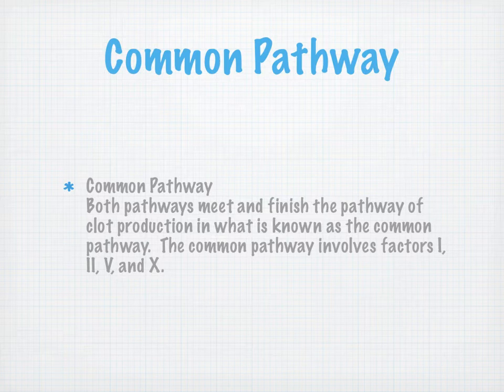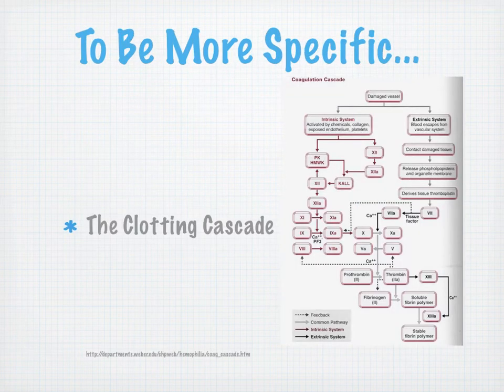Then they both meet up in something called the common pathway, and both pathways meet and finish in clot production here. And the common pathway involves factors 1, 2, 5, and 10. And if I were going to memorize anything for perhaps a board exam, I might memorize which factors are inherent to which pathway. So to be more specific, here's the clotting cascade, and you can see the damaged vessel there at the top, and then the intrinsic and extrinsic and what activates each, I would know that. And then you can see where they go all the way down until they rejoin to the common pathway, and they end up with a stable fibrin polymer.